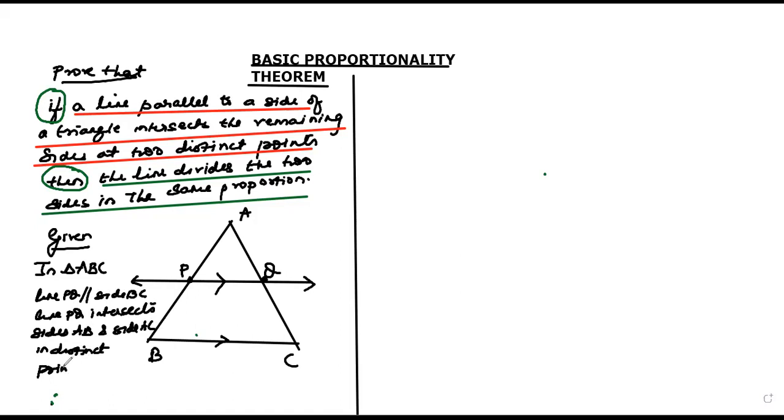Distinct points P and Q. So this becomes your given. Line PQ is parallel to side BC and it intersects the remaining sides AB and AC in points P and Q respectively. And what it proves is that it divides the two sides in the same proportion. You have to prove AP upon PB is equal to AQ upon QC.